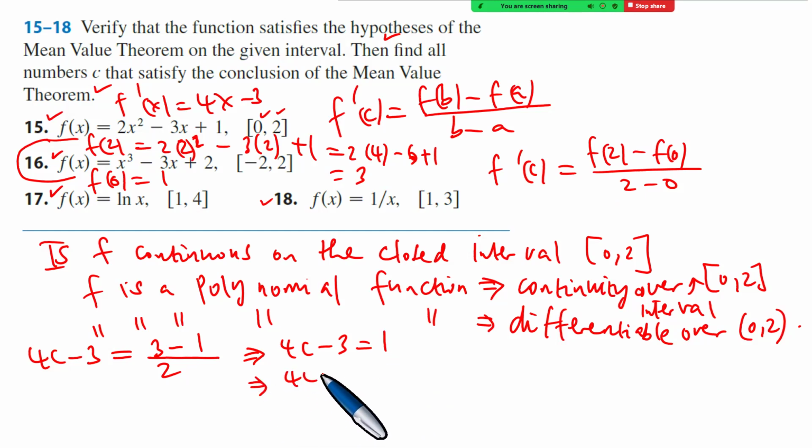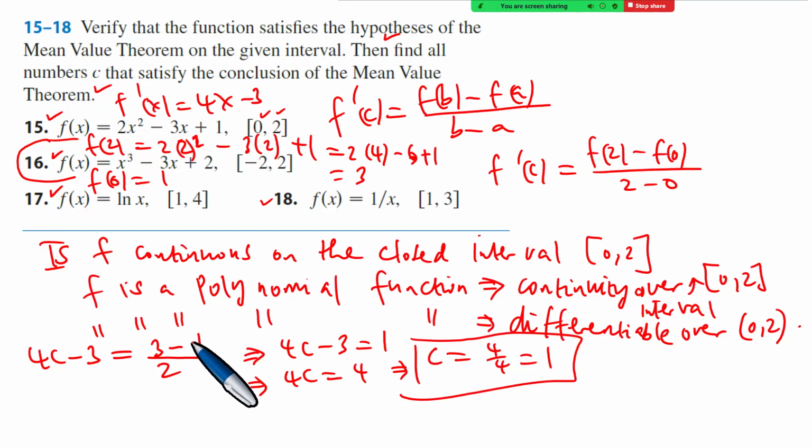And with this, it means that 4c is equal to 4. And if 4c equals 4, then c is 4 over 4, and c becomes 1. This is the conclusion. So we are to find the numbers c, right, find all numbers c that satisfy the conclusion of the mean value theorem. We can see here that the number c is exactly 1. So c is 1. We have solved this one and we're done.